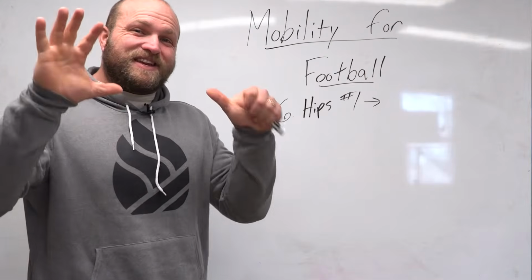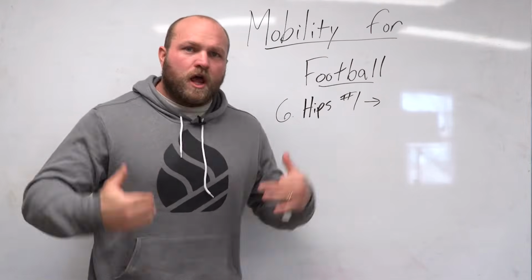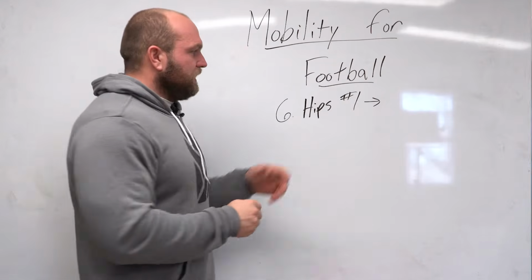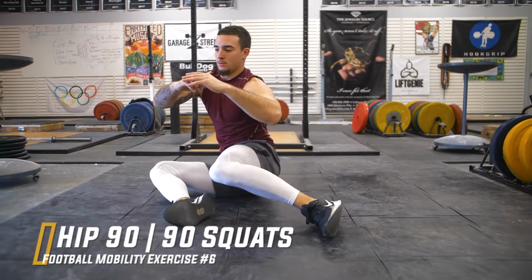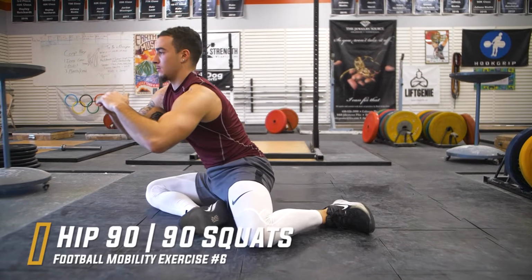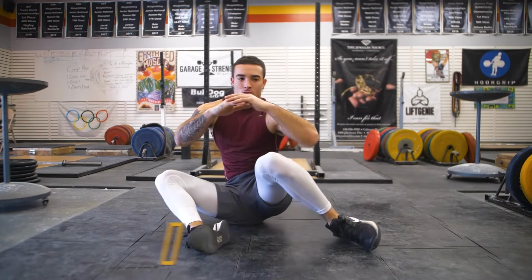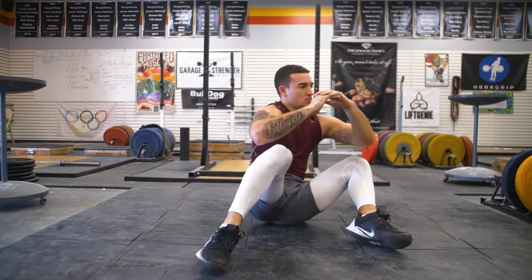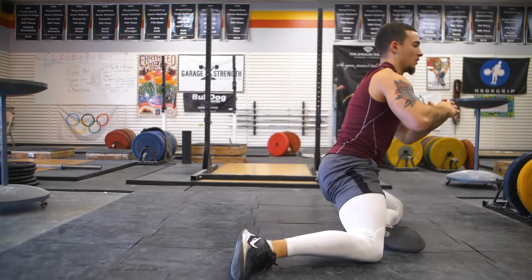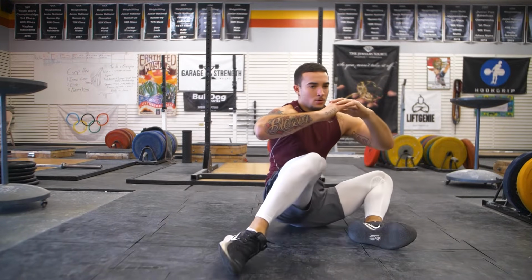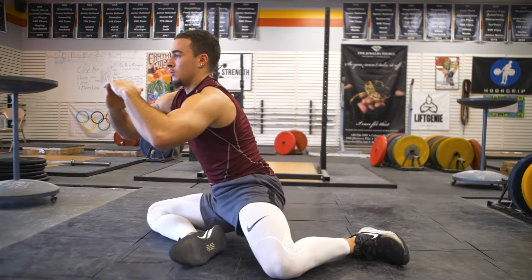So going right into that number 6 exercise, we've got to think about our hips. We've got to think about what our hips need to do. And that's going to lead us to that number 6 exercise, which is the 90-90 hip rotation with a squat. And so this is going to be something that I believe all football players should do every single day before training, every single day before they get out onto the field. It's going to really help the rotational aspect of your hips. It's also going to help open up and loosen up your glutes and your lower back.